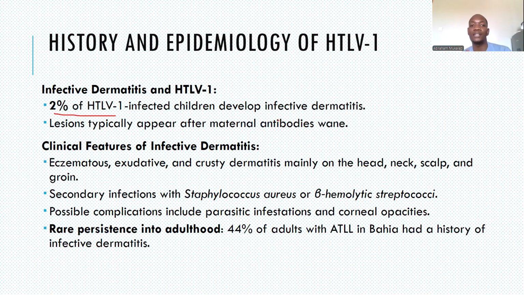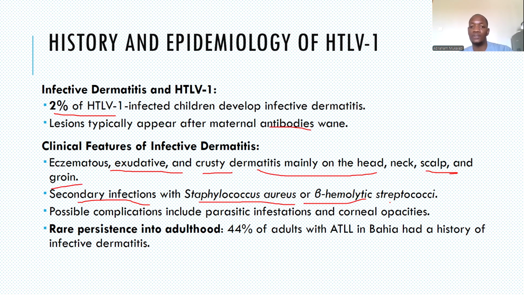And then typically the lesions appear after maternal antibodies have disappeared from the body, after 6 months after birth. That's when we expect all the maternal antibodies to be cleared from the baby's system. And then in the clinical features, we see that it will present with eczematous or exudative crusted dermatitis, mainly on the head, neck, scalp, and the groin, as well as the axilla. Then this can be secondarily infected with Staph aureus or even beta hemolytic strep, and possibly it can also be complicated by parasitic infections and corneal opacity.